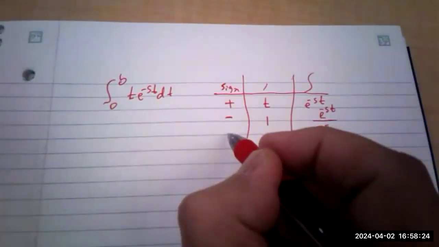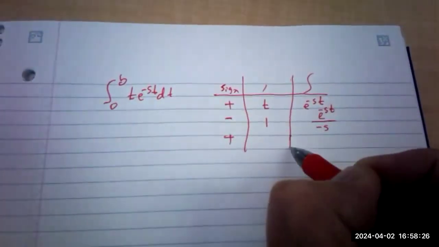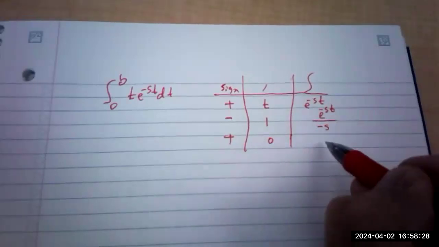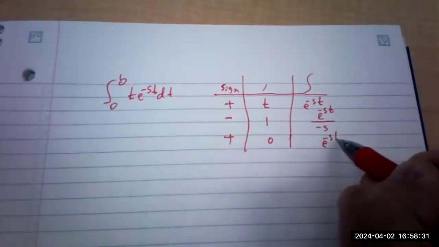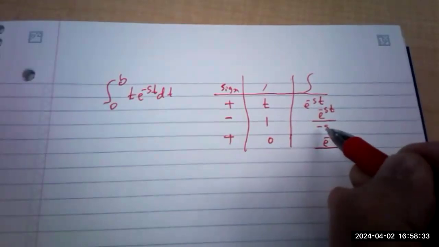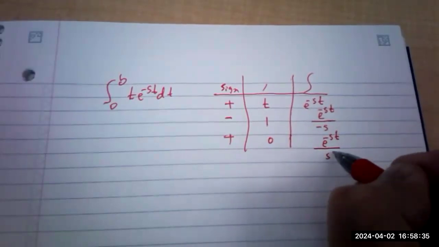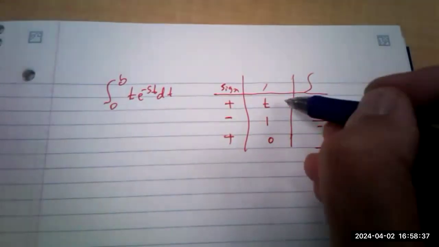You continue, this sign would be positive. The derivative of 1 would be 0. You integrate that, it gives you e to the negative st divided by negative s. You already have the negative s here, so that gives you s squared. Okay, so put them together.